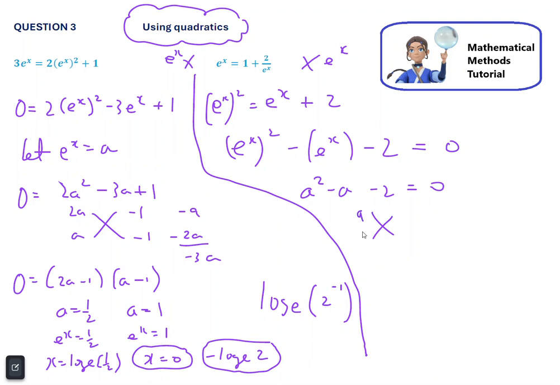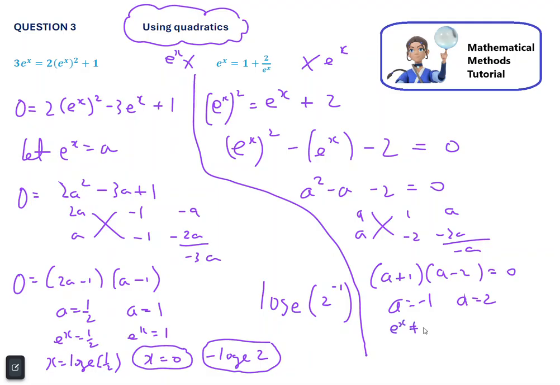And if I factorise that, a negative 2 and positive 1, that gives me minus 2a, that gives me a, add them together I get minus a. Therefore I've got a plus 1 and a minus 2 equals 0, which means a equals negative 1 or a equals 2. But a is e to the x. E to the x cannot equal negative 1, so that gives me no solution. Or e to the x equals 2, which means x equals log base e of 2.